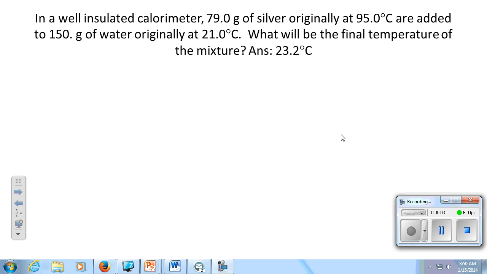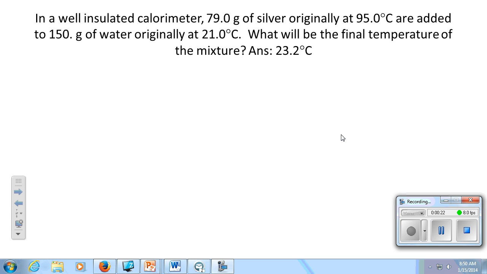This video will be part one of problem 3 from the Heat Calculations Group Problems worksheet. It says, in a well-insulated calorimeter, 79 grams of silver originally at 95 degrees Celsius are added to 150 grams of water originally at 21 degrees Celsius. What will be the final temperature of the mixture?